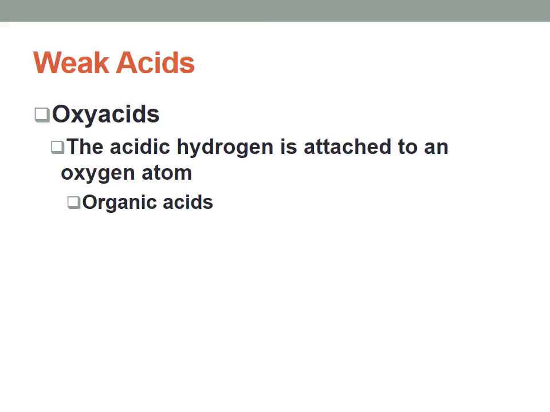Also, oxyacids. These are acids where the acidic hydrogen is attached to an oxygen atom, like our organic acids, or carboxylic acids. All these are going to be examples of weak acids. So think of something like vinegar, citric acid. All these are going to be weak acids.